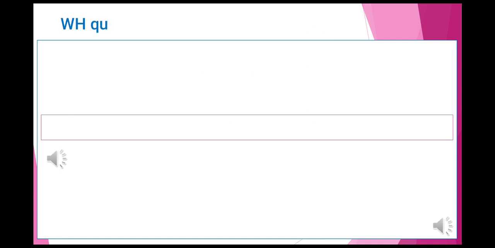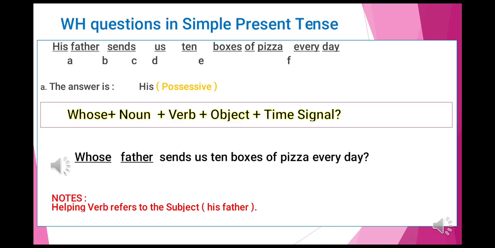Okay, now we want to learn about if the answer is "his" as the subject. His father, but we focus on "his". The answer is "his" as possessive of noun. So we can just change "his" into "whose". Whose father sends us 10 boxes of pizza every day.